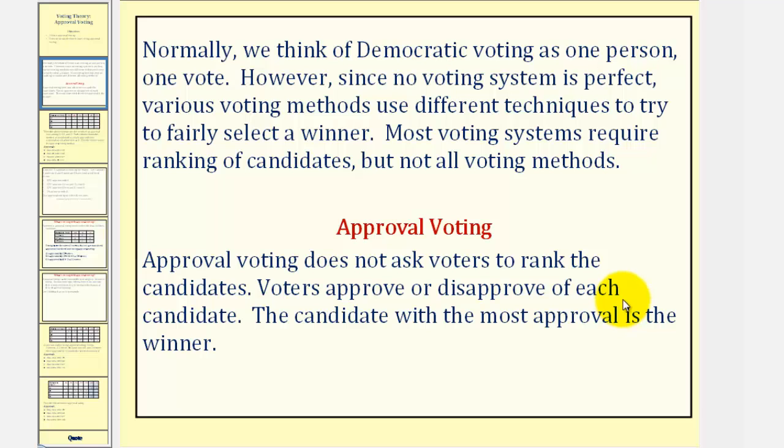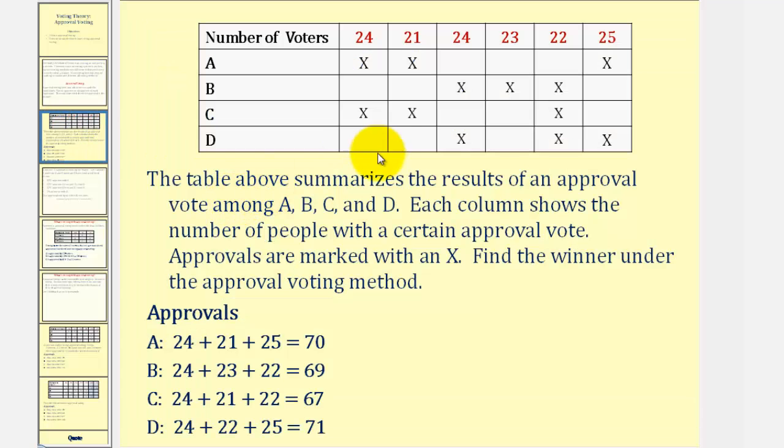Let's begin by looking at an example. The table above summarizes the results of an approval vote among candidates A, B, C, and D. Each column shows the number of people with a certain approval vote. Approvals are marked with an X. We want to find the winner under the approval voting method.